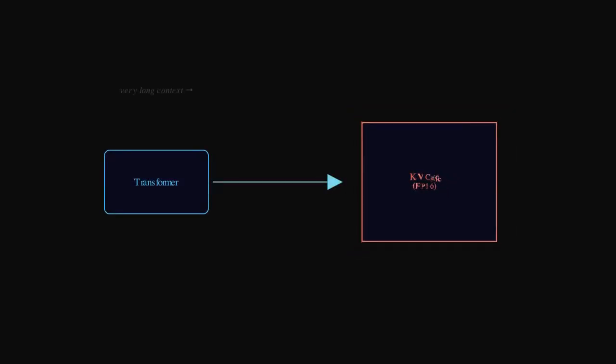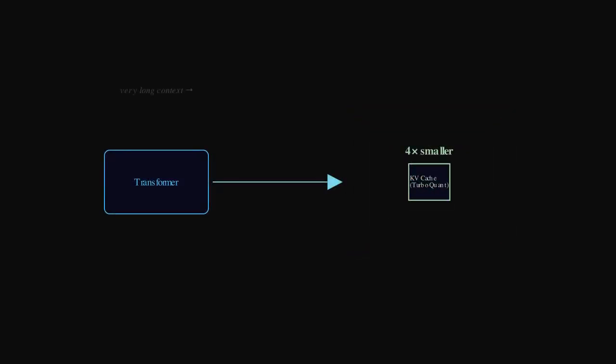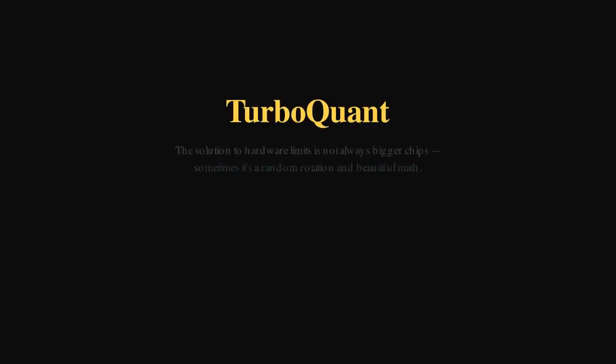TurboQuant shows us that the solution to hardware bottlenecks isn't always just building bigger chips. Sometimes it's about looking at the geometry of your data, applying a random rotation, and trusting the beautiful mathematics of high-dimensional spaces. If you want to dive deeper into the proofs regarding the beta distribution or the QJL transform, I highly recommend reading the paper.